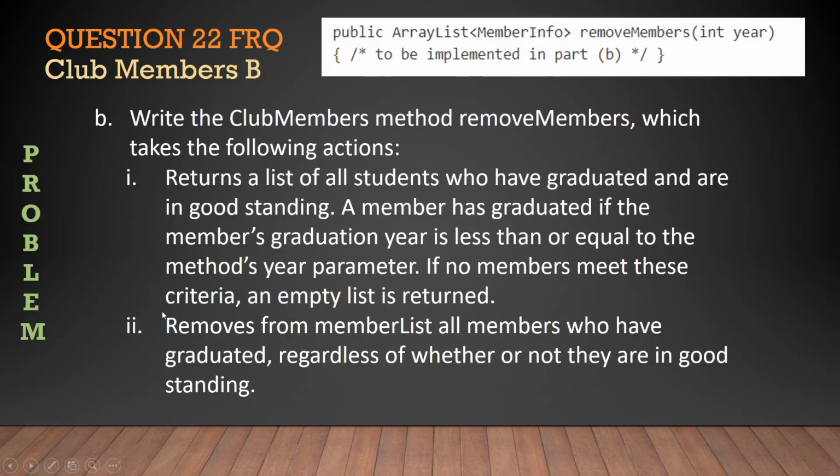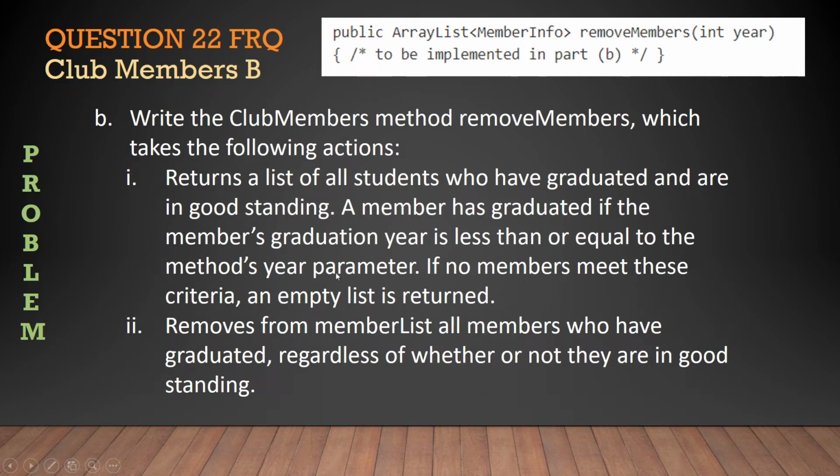Next, part B. Part B is to write the method removeMembers. Now this takes the following actions. It returns a list of all students who have graduated and are in good standing. A member is graduated if the member's graduation year is less than or equal to the method's year parameter. So we're given a parameter here, year. If the member has a year less than that, then we know they graduated.